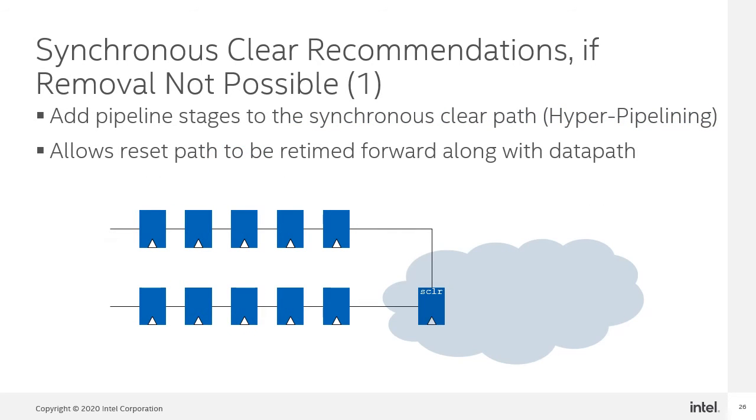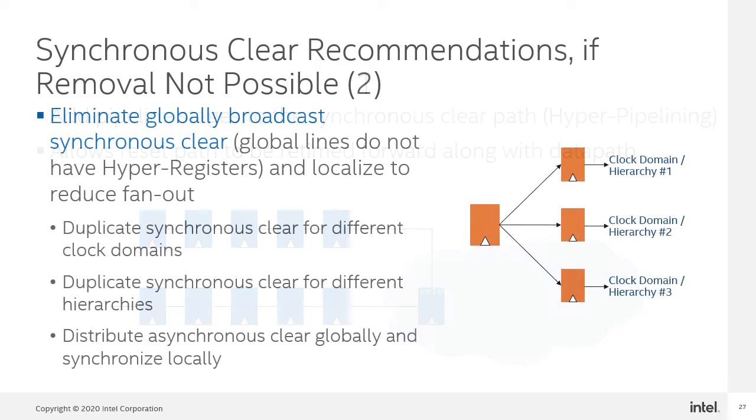If you have logic that must be reset, like state machines or feedback loops, such that complete removal of the resets is not an option, then one possible retiming friendly solution is to add pipeline stages to the reset path along with the data path. This prevents the synchronous reset path from blocking data path forward retiming, which would happen if the reset path was unable to provide registers. Another way to make your synchronous clear more retiming friendly is to minimize its fanout.